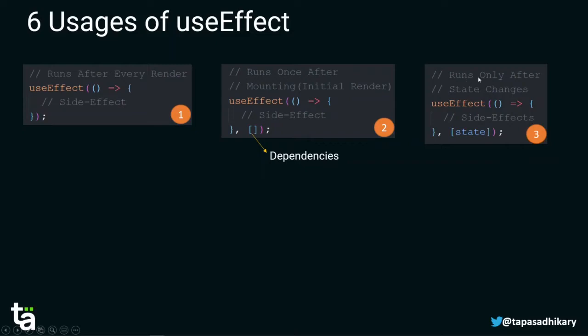So run only after state changes. If you want to do that, put the state into your dependency array. That's the only thing that you need to change. So hereafter, whenever the state changes and the rendering happens, this particular useEffect is going to run. So this is what we can capture.